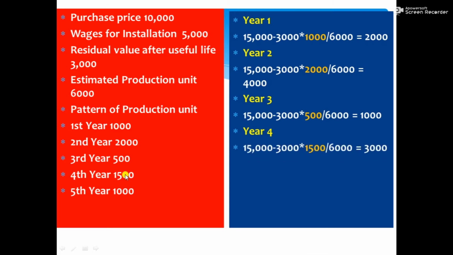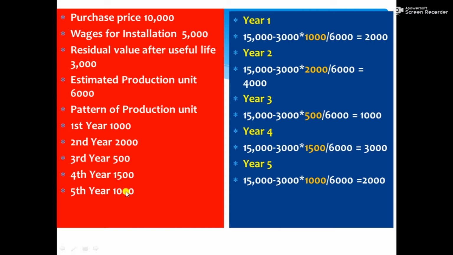For the fourth year, 12,000 into fourth year production was 1,500, total estimated production 6,000, and therefore 12,000 into 1,500 divided by 6,000. And fifth year production was 1,000, total estimated production 6,000, and therefore fifth year depreciation is 12,000 into 1,000 divided by 6,000, that is rupees 2,000.